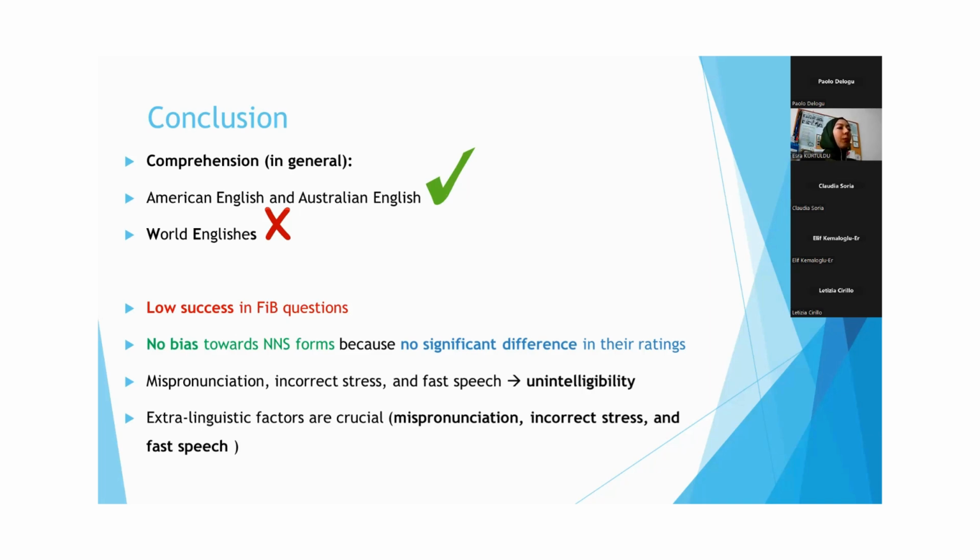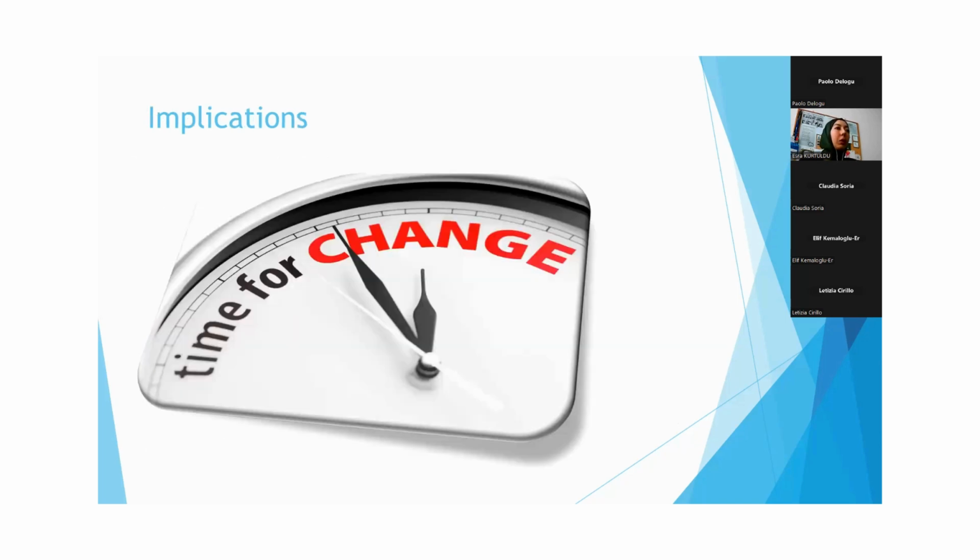And they had no bias towards non-native speaker forms, we can say, because there is no significant difference in their ratings, especially in the scales. And mispronunciation, incorrect stress, and fast speech cause unintelligibility. And extra linguistic factors are crucial, for example mispronunciation, incorrect stress, fast speech, or tone of voice, etc. They are important.